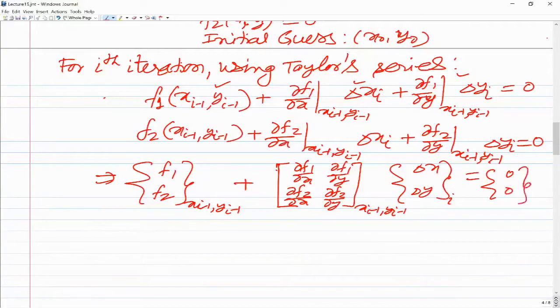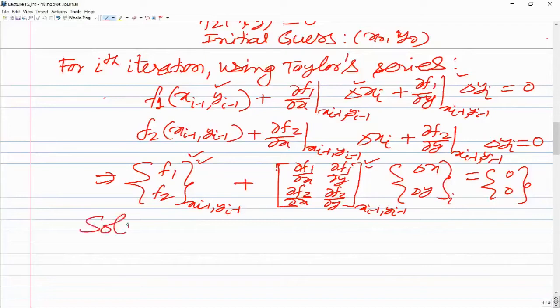Now in this equation, when we are carrying out the ith iteration, the functions are evaluated at the previous values of x and y, and similarly this gradient matrix is evaluated at the previous values of x and y, and into this delta x and delta y for the ith iteration equal to 0. So you can take this term to the right hand side and take the inverse of this gradient matrix, which is also known as the Jacobian of these equations. Not the Jacobian matrix we discussed in the isoparametric formulation, but the Jacobian of this system. Take the inverse of this, and then you can get delta x and delta y.